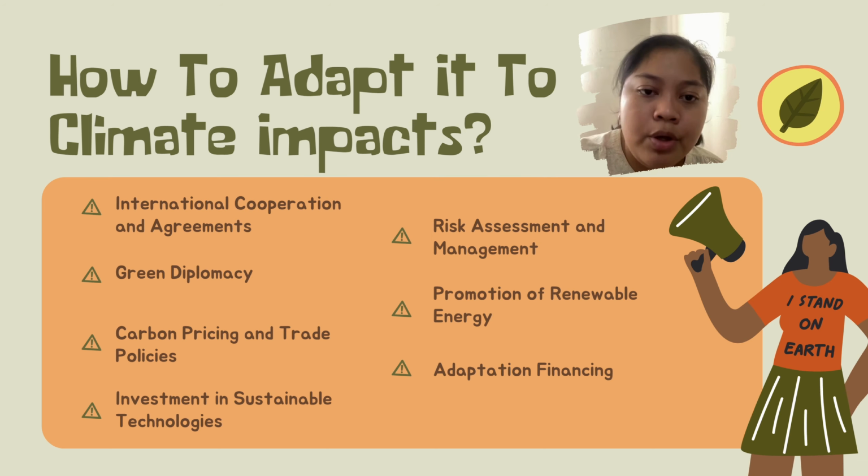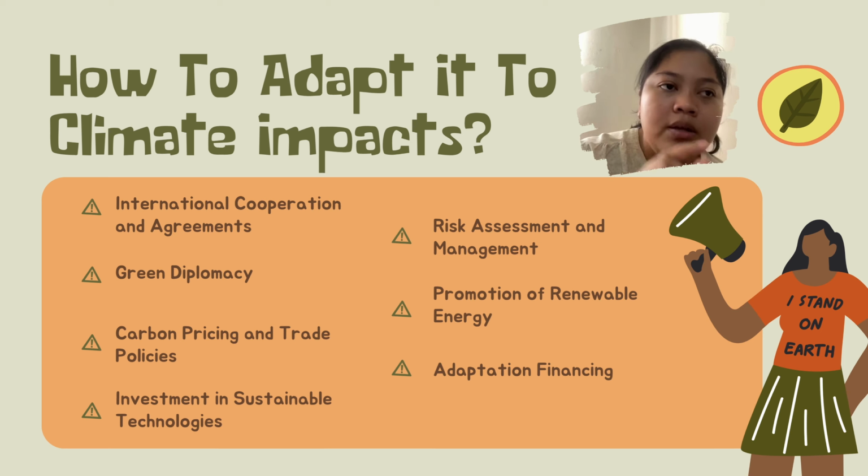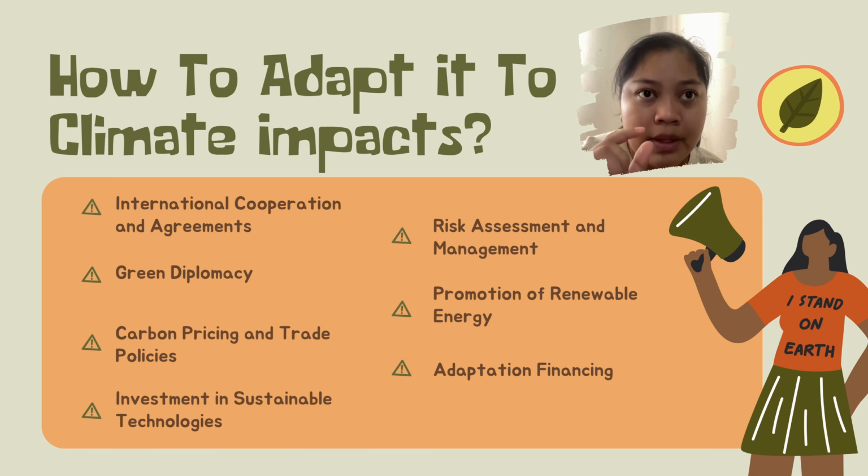And then for the sixth point, it is promotion of renewable energy. As we have mentioned before, we should invest in more sustainable technologies. So we also need to promote renewable energy in order to support the global transition to fully renewable energy. By promoting international collaboration on clean energy technologies, the main objective is that we could achieve energy security in international relations and its link to climate change.